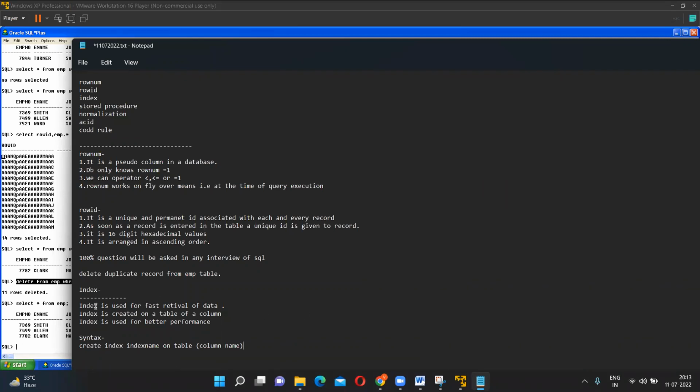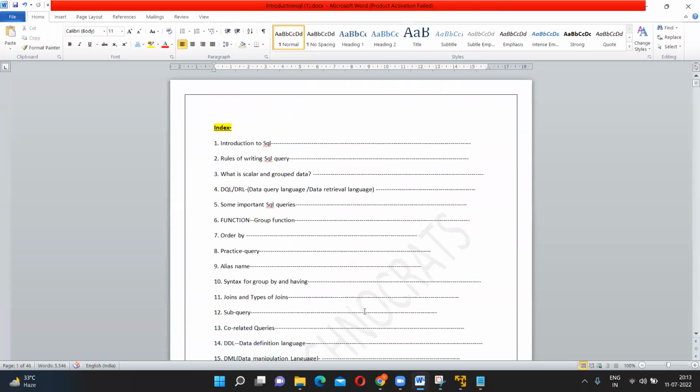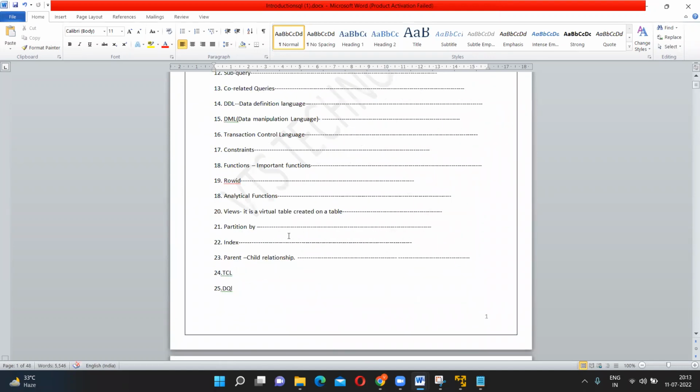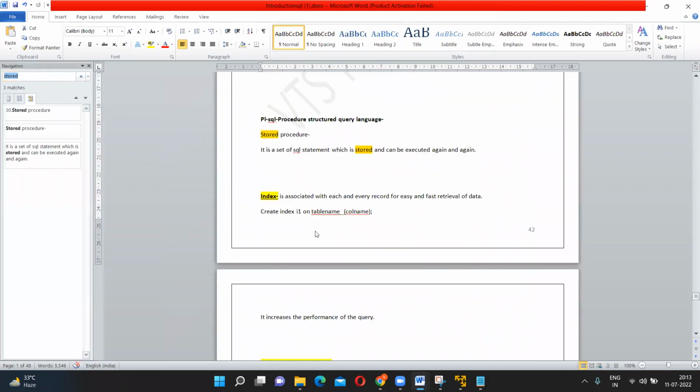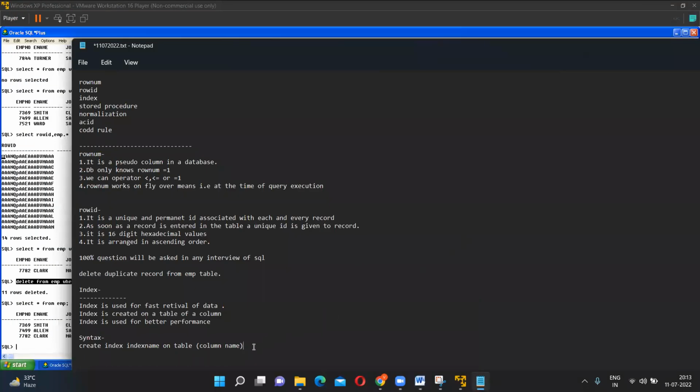Simply that is what it is used for. Suppose a particular book is there. See, this is the document I have given you. So I've created an index, right? From this index, if I want to go to a topic called index, I can just go here and find it. So index is used for the fast retrieval of data. It is associated with the column of a table. The syntax is very, very simple: create index name on table, bracket column. This is the index concept, guys.